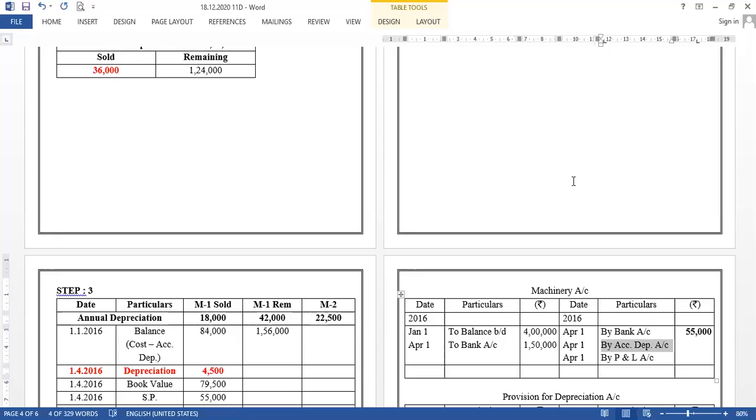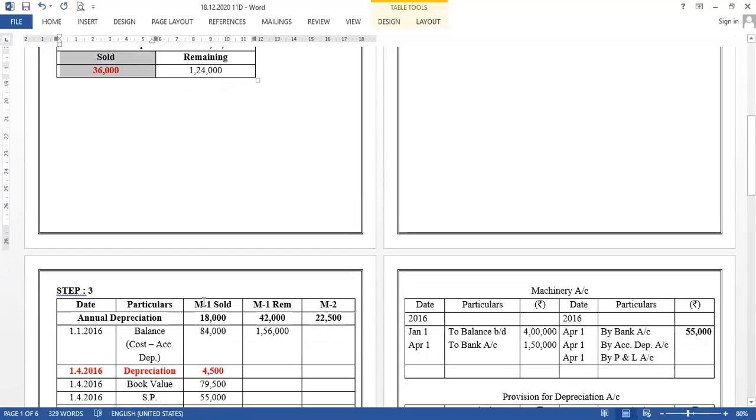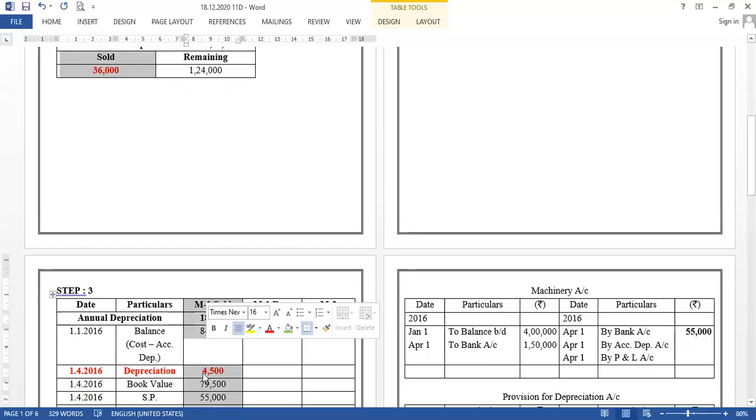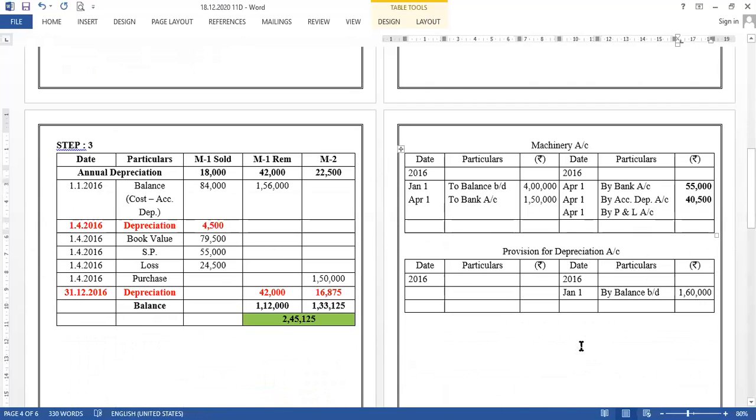Abhi tak is asset pe humne kitna depreciation charge kiya hai? 3,500. Yes. Till 1/1 it was 36,000, and after 1/1, it was just 4,500 depreciation charged. Isiliye maine kaha na ki ye information enough hai. So 36,000 and 4,500 is 40,500 is the depreciation charged. Okay. So please take care of this. And loss, we know, it's very easily gettable. In fact, loss amount is 24,500.